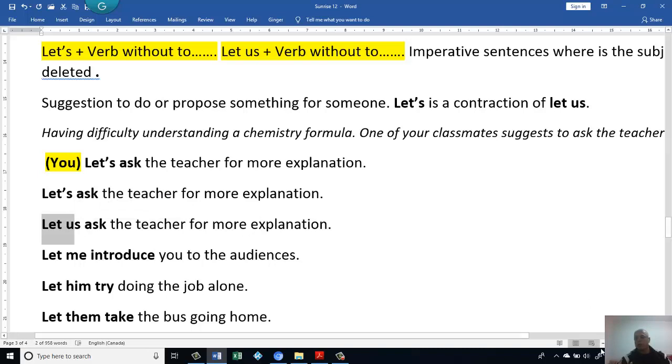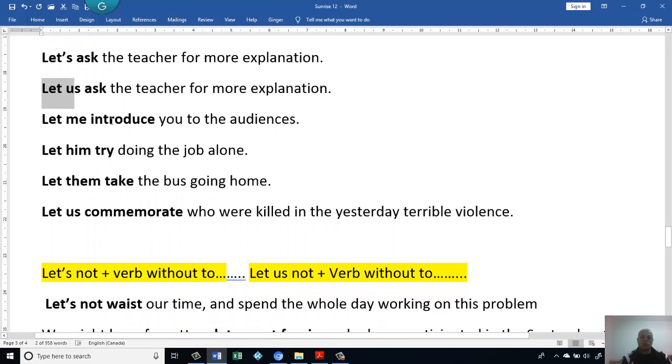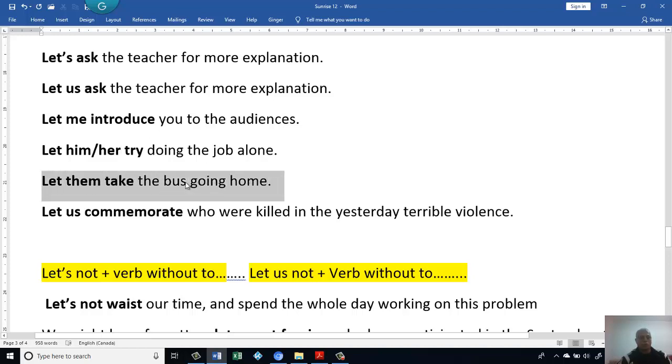It is the same meaning. Or sometimes you could say, let me introduce you to the audience. I mean, you are suggesting something to somebody, let me introduce you to the audience. Whether the person agrees or not is up to him or her. Let him, sometimes we say him or her, try doing the job alone. Or sometimes we say, let them take the bus going home. Okay, because this is the infinitive, or we say verb with no to.